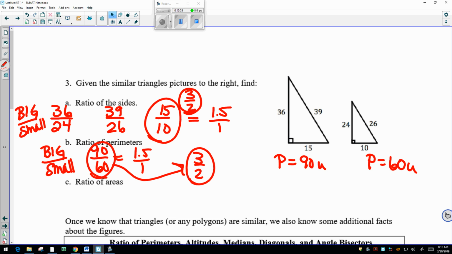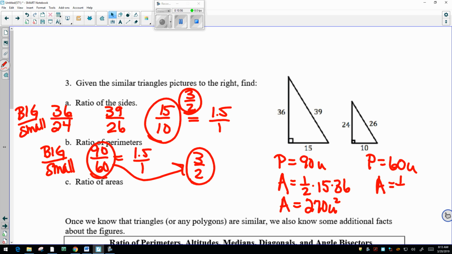Okay. And yes, we're going to compare the ratio of the areas. So we have to find the area. Area, keep in mind, for a triangle is 1/2 base times height, where your base and your height are measured with perpendicular lines. So our perpendicular lines are our 15 and our 36. So that gives us an area of this one of 270 units squared, label for area.